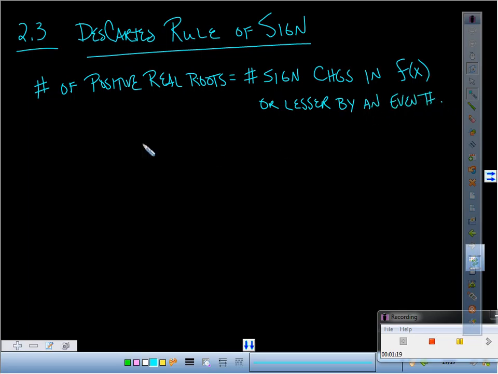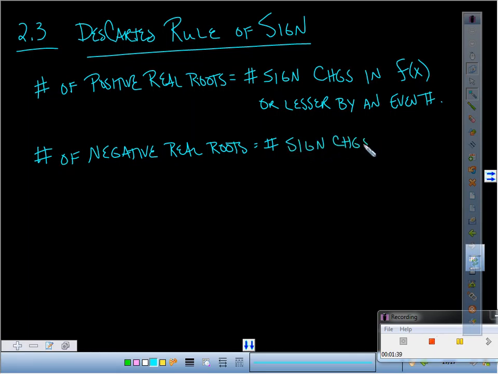That's not hard, okay? And the number of negative real roots is equal to the number of sign changes in f of negative x, or lesser by an even number. Okay? So let's talk about what this means for us.